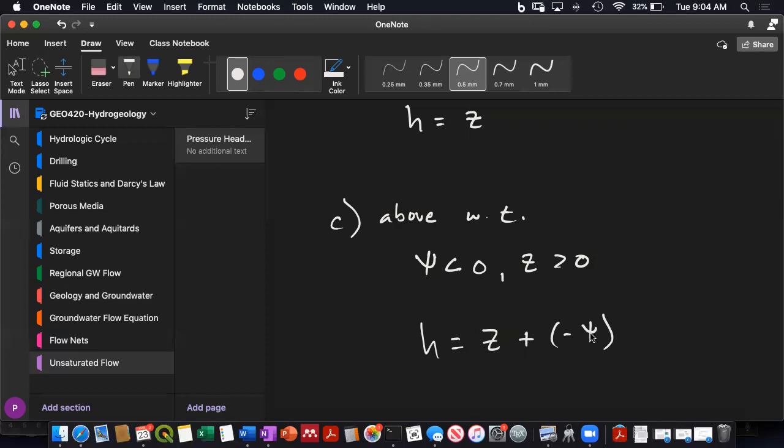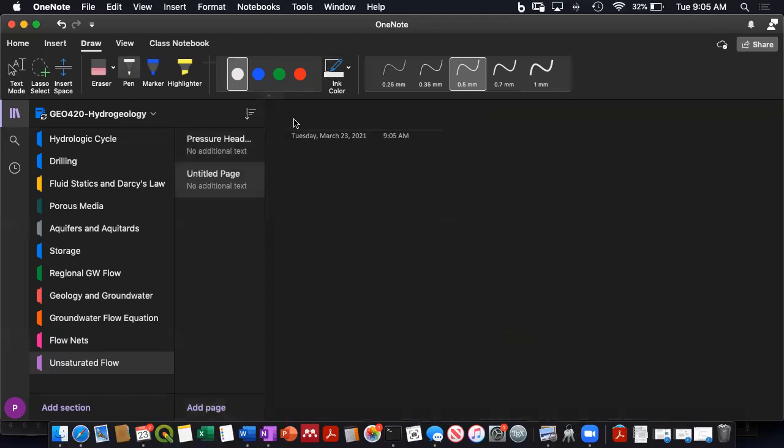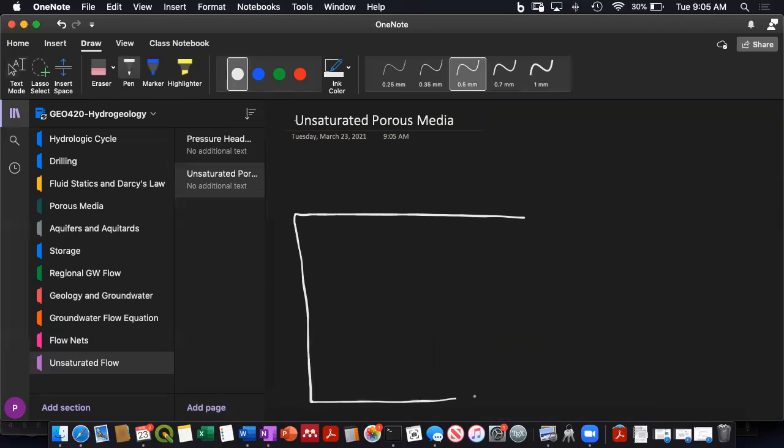Okay, let's talk about some other things that change. Let's just focus in a little bit on unsaturated porous media and think about what the fact that we have variable saturation does for our flow parameters.